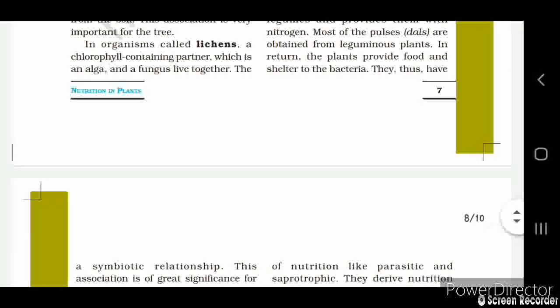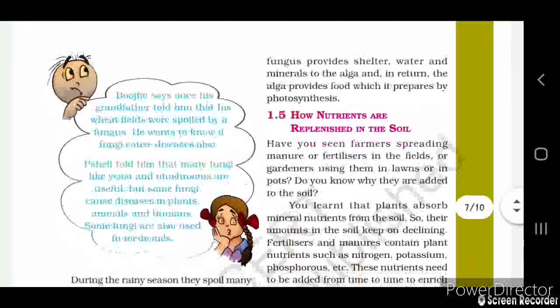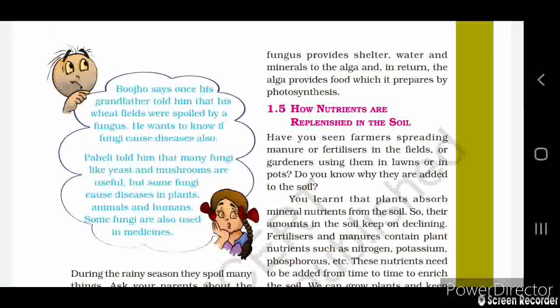In an organism called lichens, a chlorophyll-containing partner, which is an alga, and a fungus live together. The fungus provides shelter, water and minerals for the alga, and in return the alga provides food which it prepares by photosynthesis.